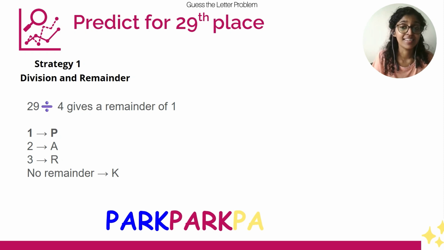So the students understand that when we divide 29 by 4 and we get a remainder of 1, that means it's letter P in the 29th place, which is actually true for the 29th place in this case. And if it's for a different number, if we divide that number by 4 and we get a remainder of 2, that means it's the letter A in that place. And if we get a remainder of 3, then it's the letter R in that case. And if we get no remainder, it's the letter K.